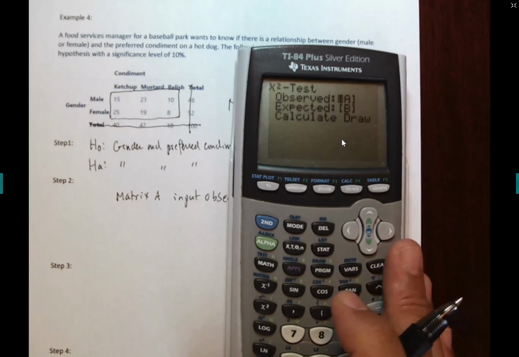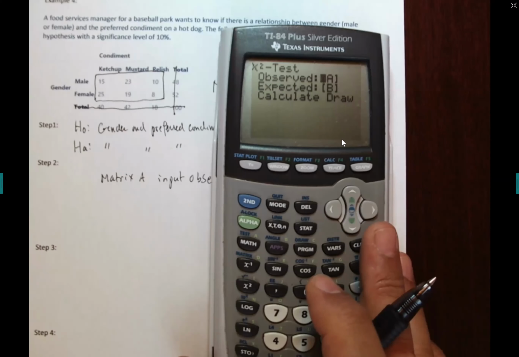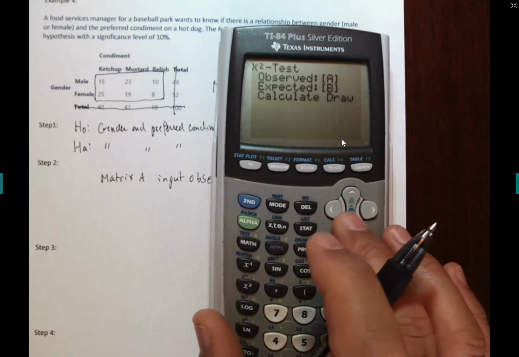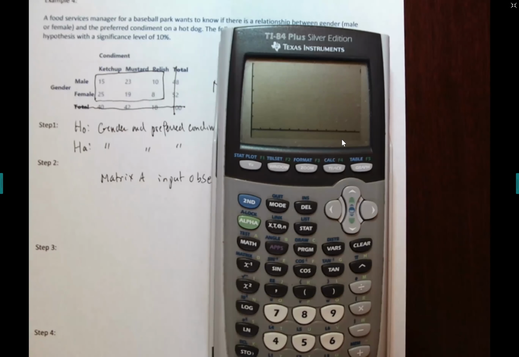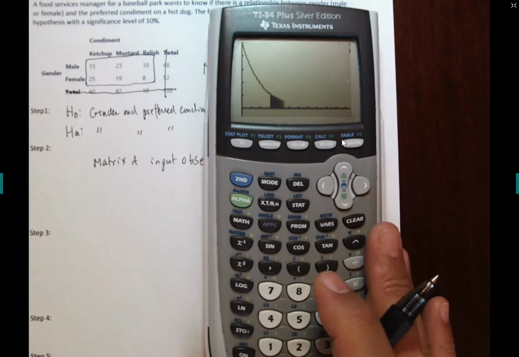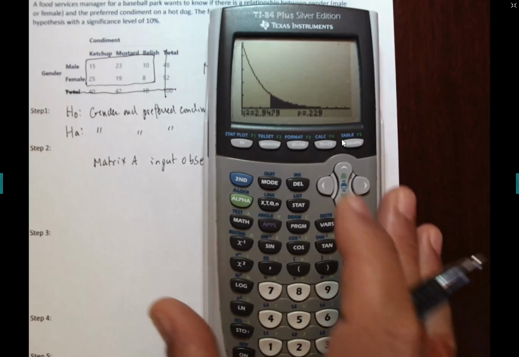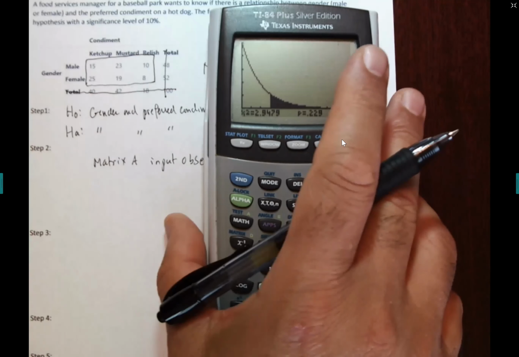Enter. You can see it says, are your observed values in A? Yes. Automatically, the calculator is going to put the expected values in B, and then hit calculate. Or you can do a draw if you want. Watch. Okay, so the test statistic is 2.948 and the p-value is 0.229.